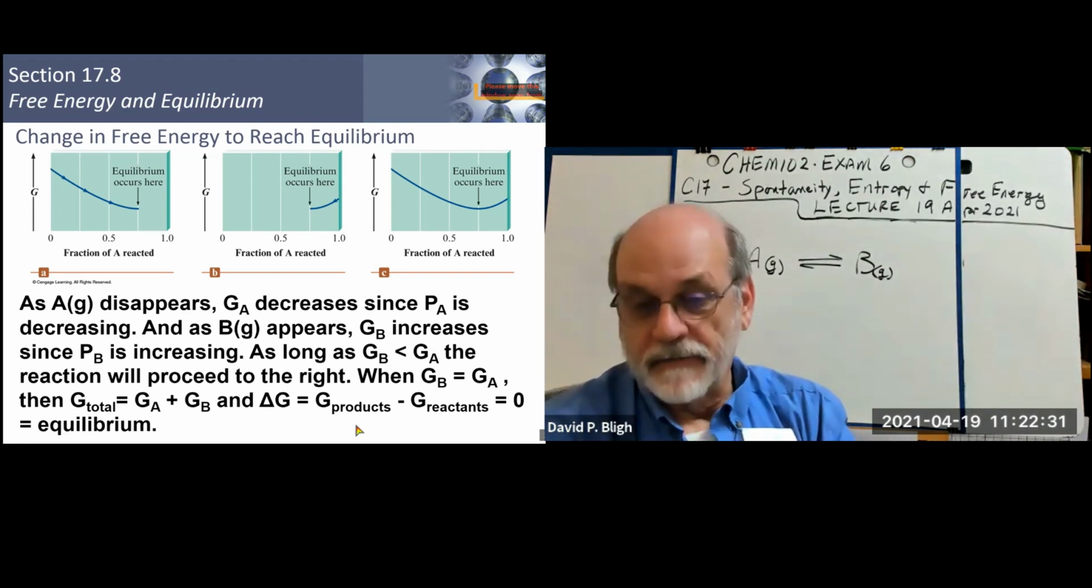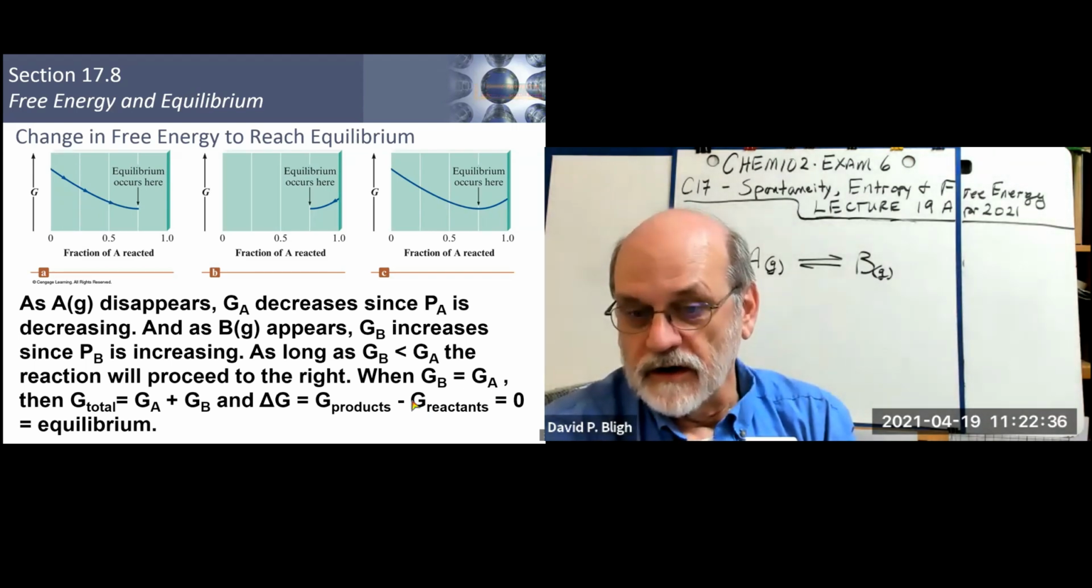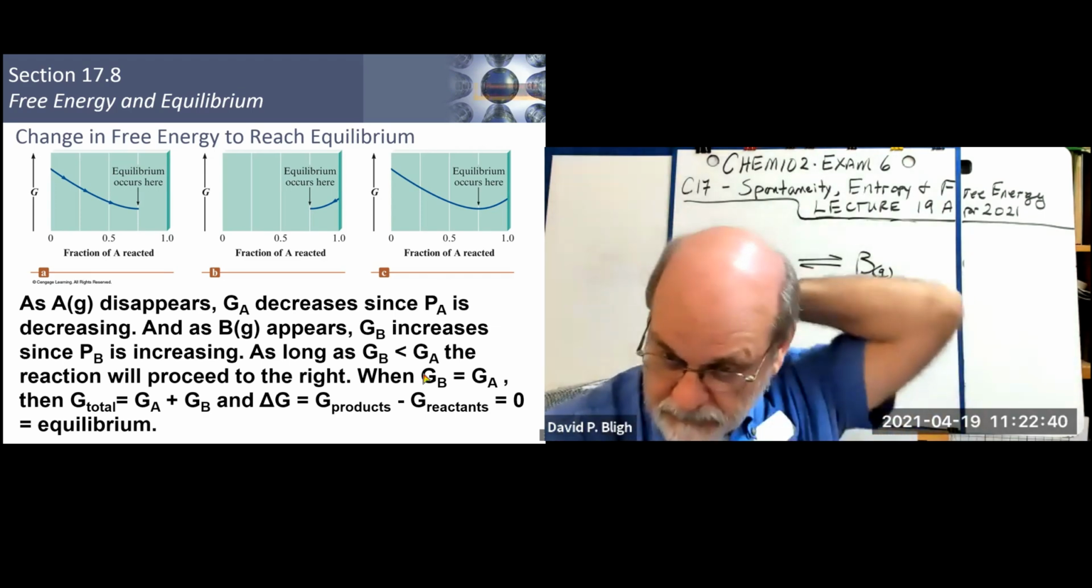So what does that mean? That means that you subtract the reactants from the products and you get 0. Delta G at this point is equal to 0. You're at equilibrium.